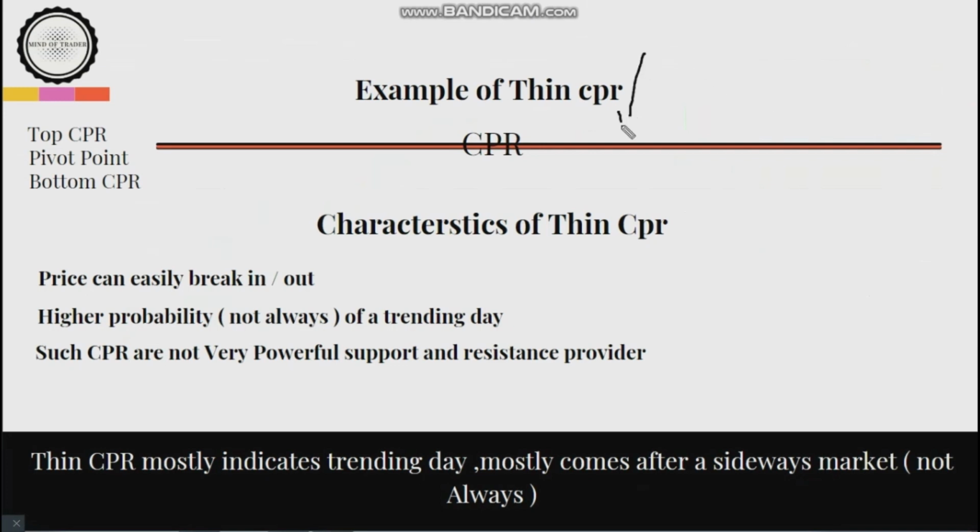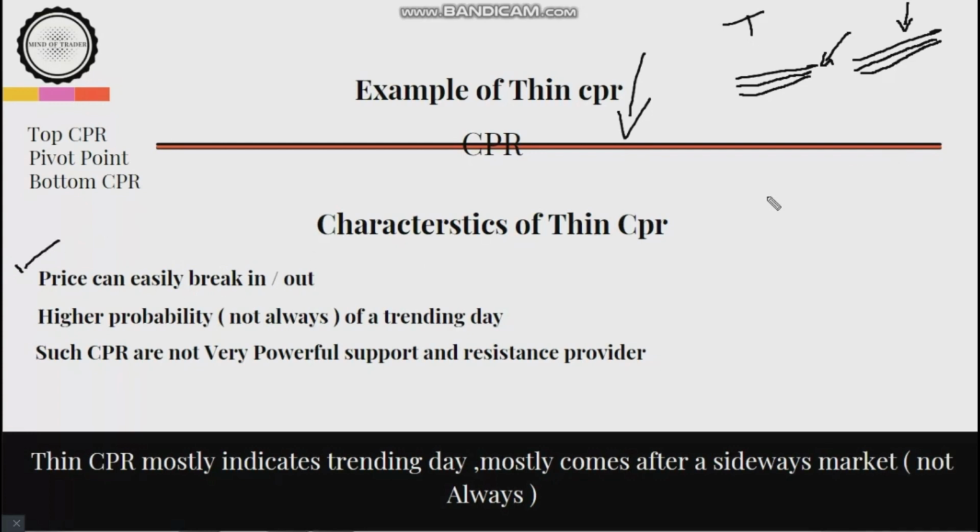So like we discussed the thin CPR, when we see the top CPR line, the pivot point and the bottom CPR line, they are closely packed with each other. It is termed as thin CPR. The less is the distance between these three lines, we get a thinner CPR. And there it also comes with a characteristic. So what are the characteristics?